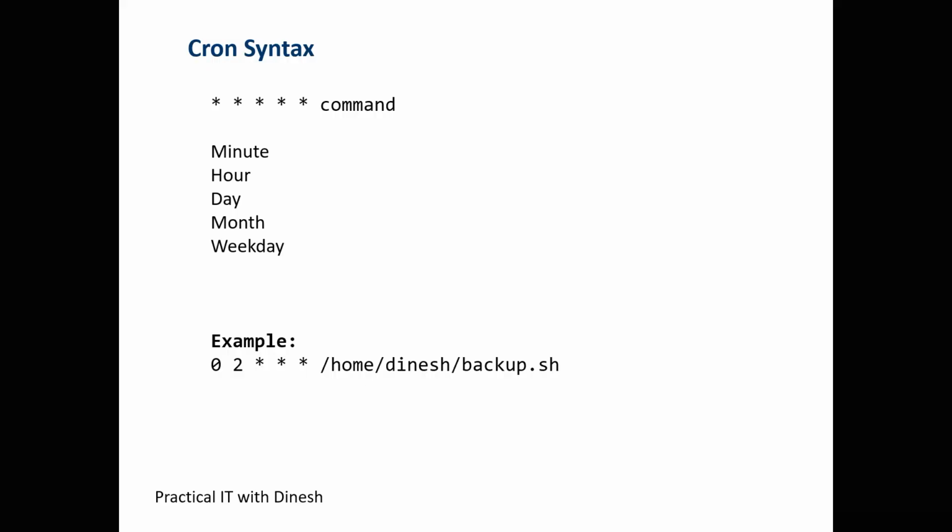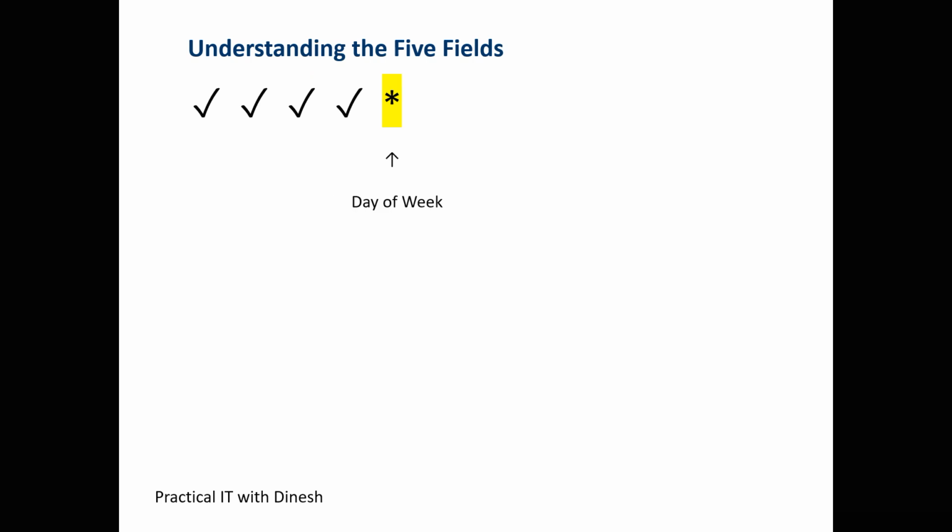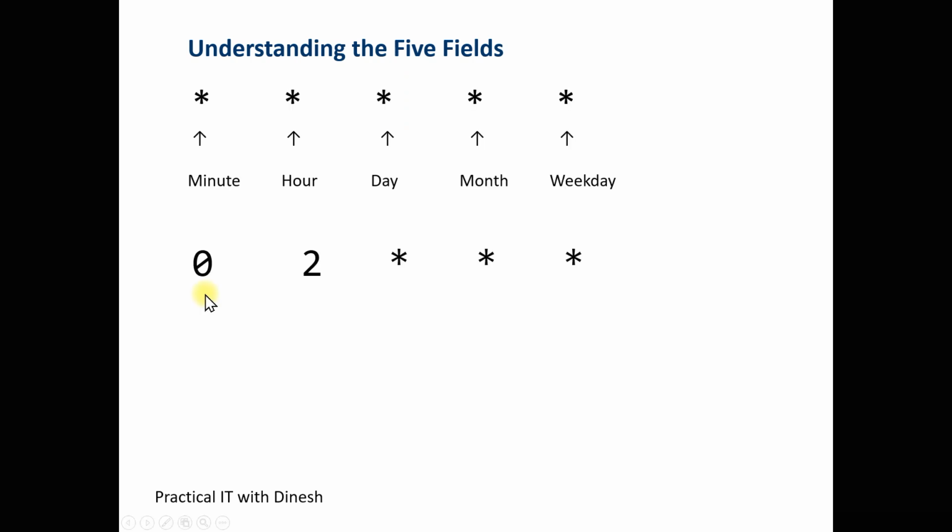This five-field format is the heart of cron. Each field controls a different part of the schedule. Once you understand these five fields, you will be able to create almost any schedule. What do these five asterisks mean? The first field represents the minute. The second field specifies the hour. The third field specifies the day of month. The fourth field represents the month. And the fifth field specifies day of the week.